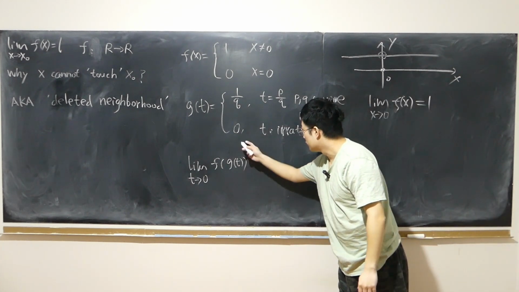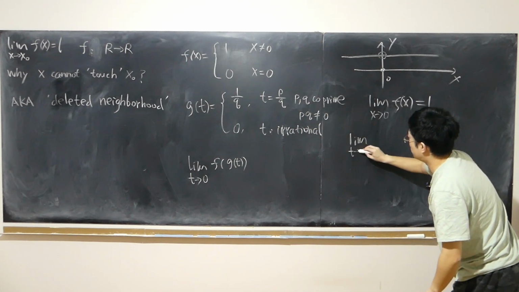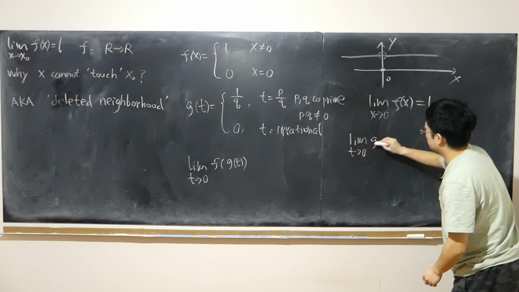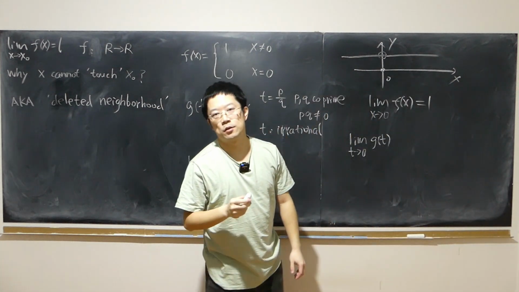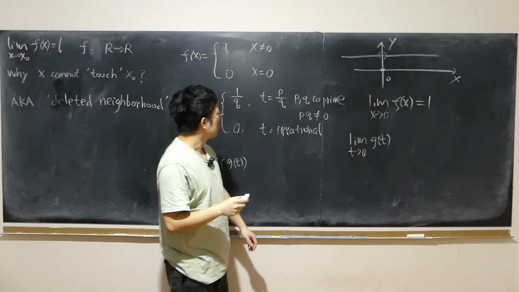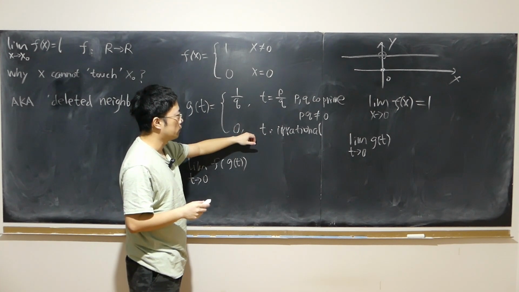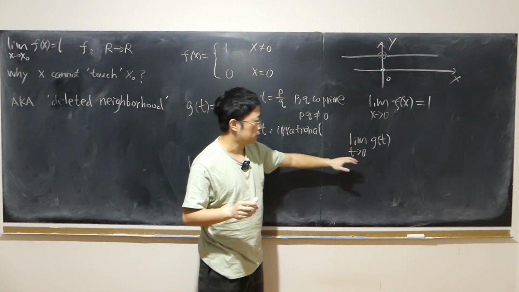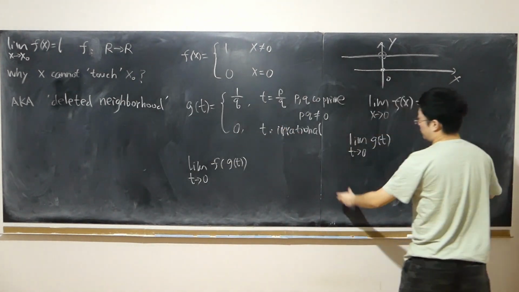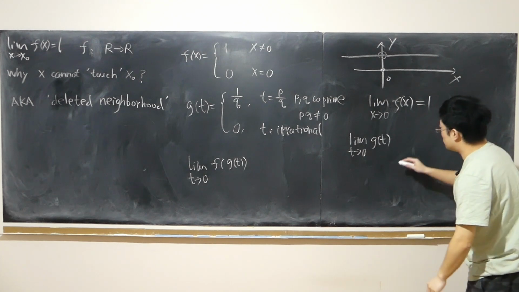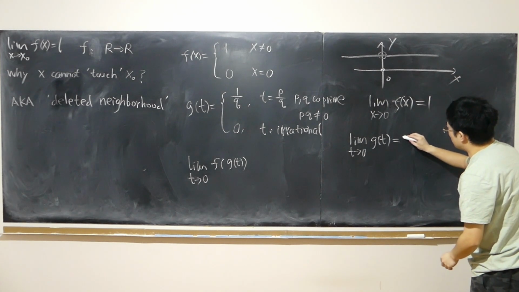So combined with this result, what's the limit as t approaches 0 of g of t? Previously, I made a video discussing the limit of the Riemann raindrop function, which is very similar to this one, essentially the same. I've shown in that video that the limit of this function is 0 at every point, no matter if it's irrational, rational, whatever, always 0. I'll perhaps attach the link to that video. So that is equal to 0.